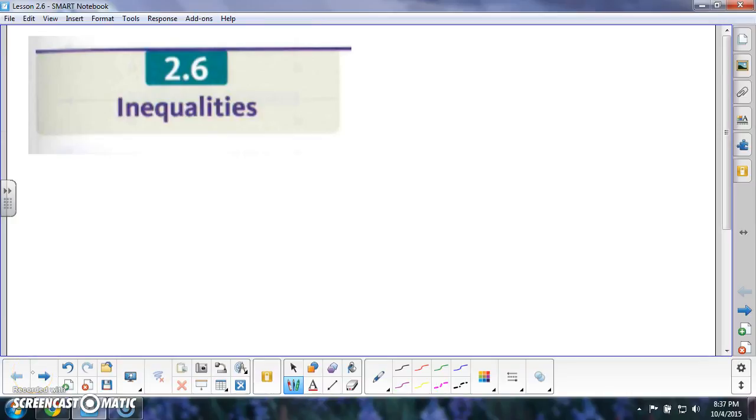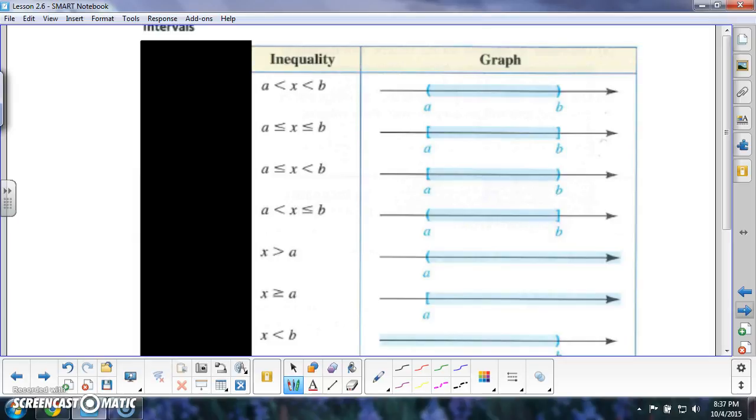Lesson 2.6 is on inequalities. First thing we're going to talk about is interval notation. You should be somewhat already familiar with inequality notation. Take a look at this one right here.